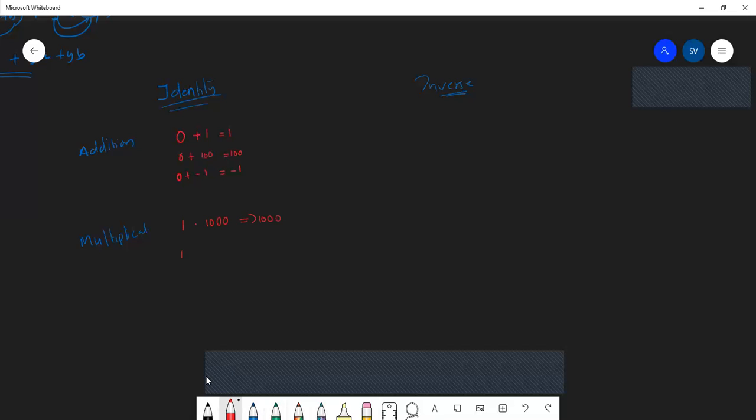1 times a million, that is a million. 1 times a billion, a billion. 1 times a trillion, it is a trillion. So it is keeping it as it is. It is not making any change to the second number that we are multiplying with 1. So that is why we call 1 the multiplicative identity and 0 the additive identity. So 1 and 0 are acting as the multiplicative identity and additive identity respectively.